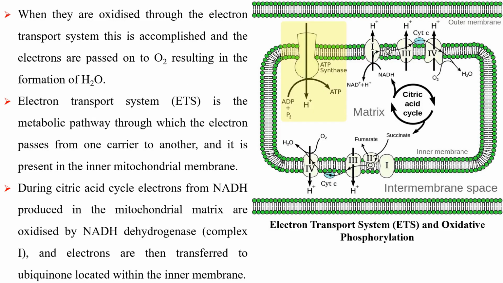This is accomplished when they are oxidized through the electron transport system, and the electrons are passed on to O2, resulting in the formation of water. The electron transport system is the metabolic pathway through which the electron passes from one carrier to another, and it is present in the inner mitochondrial membrane. Electrons from NADH produced in the mitochondrial matrix during the citric acid cycle are oxidized by NADH dehydrogenase, and the electrons are then transferred to ubiquinone located within the inner membrane.